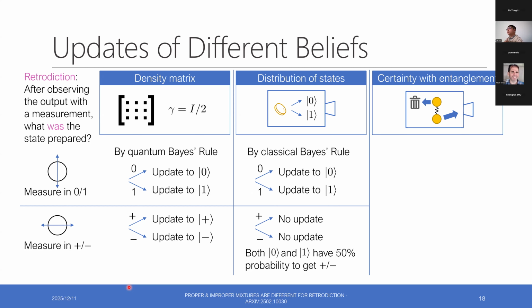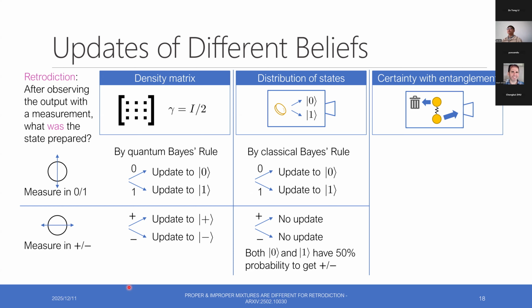So in these 2 cases, whether you have observed plus or minus should not change your belief about your initial states, because these two initial states just behave identically in your measurement. So there should not be any update. And you could also get this by plugging the numbers into the classical Bayes rule.